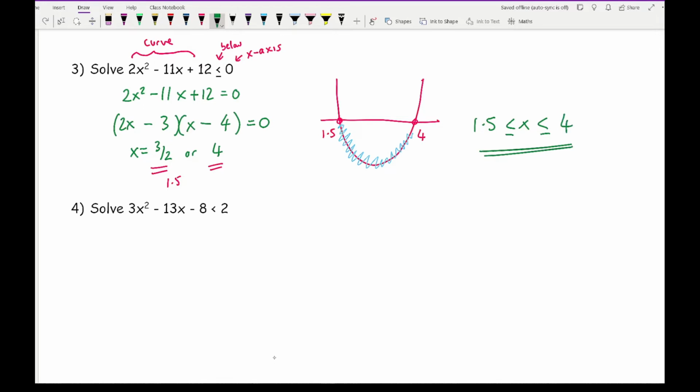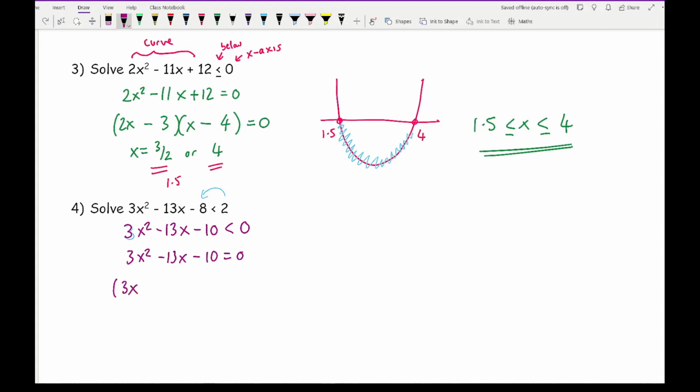Moving on to question 4, again very similar, but this time we notice that it's not equal to 0. So what I need to do is take this 2 over. So I've got 3, we'll use a different color pen. I've got 3x squared minus 13x minus 10 is less than 0. And the 0 is on the right hand side, which is always good. So now let's have a look at solving this. So I'm going to solve 3x squared minus 13x minus 10 is equal to 0.